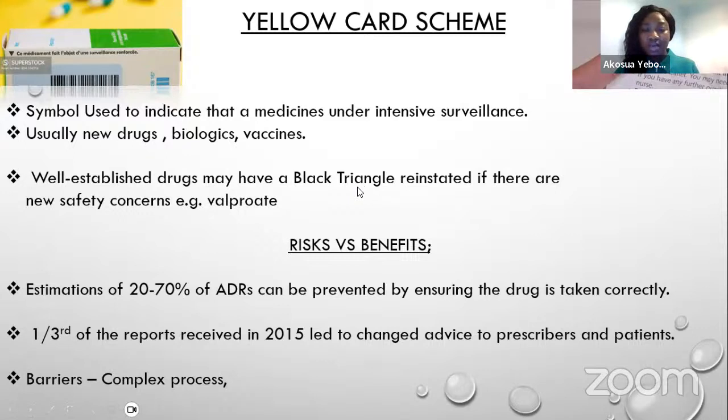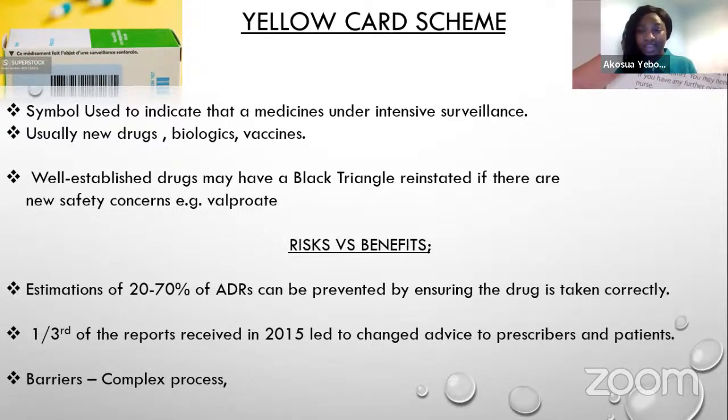So if it is like that, usually the yellow card scheme governs all those types of medications. Some drugs have a black triangle, though the drug is safe. But even if the drug is safe, if the black triangle is there, the MHRA says they are still looking, they've discovered a safety issue with it.